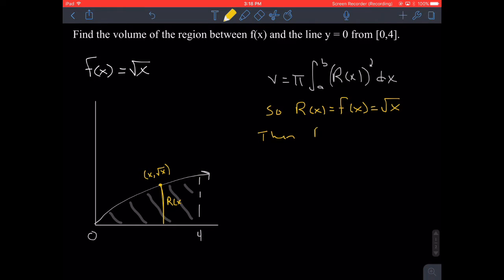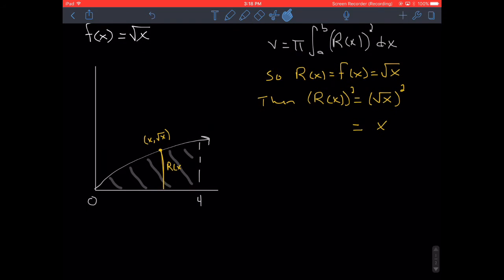But we have to remember that our formula isn't asking for just r, it's asking for r squared. So what happens when you square a square root? I think we know that one. That means r of x squared is equal to just x. And now it just becomes a matter of plugging into the formula, which means V is equal to pi times the integral from 0 to 4 of x dx.